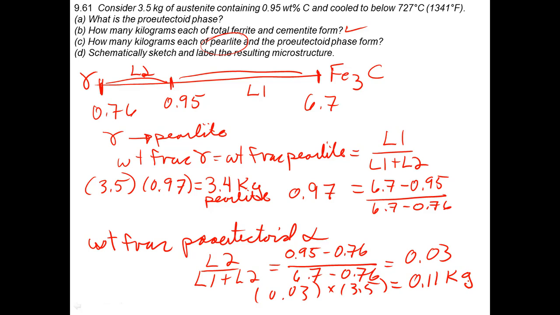0.11 kilograms. I went through the same process here to show that the remaining amount that isn't pearlite has to be the pro-eutectoid phase. And there's just a slight rounding error. It should total up to 3.5, the total system amount. I have a mistake here. The pro-eutectoid phase is cementite. So make a note of that.